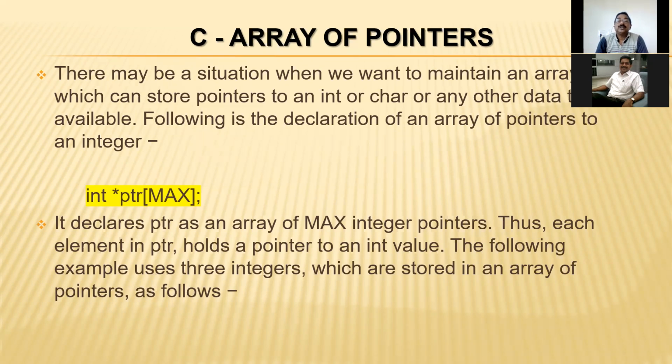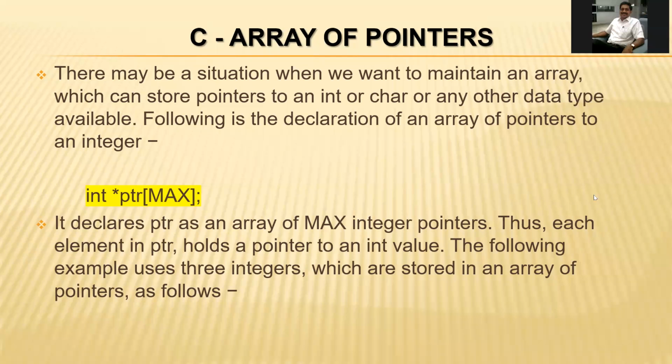Yesterday we have seen about pointers, how to declare and how to initialize a pointer. In this session, we have to see the array of pointers. There may be some situations where we can use pointers to maintain arrays, and we can store pointers to an integer or character or any other data type which is available with C language.